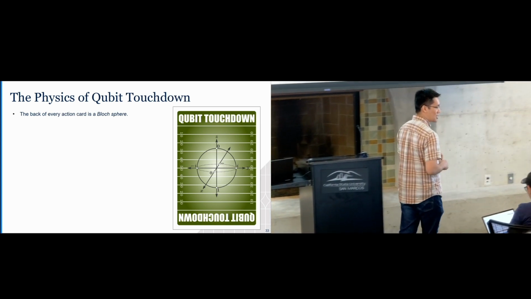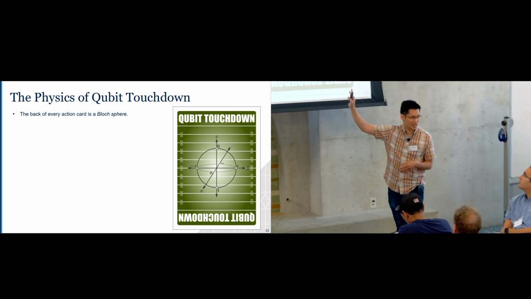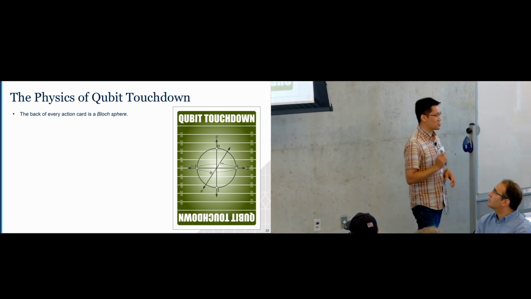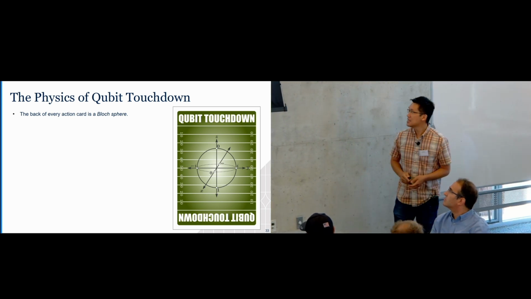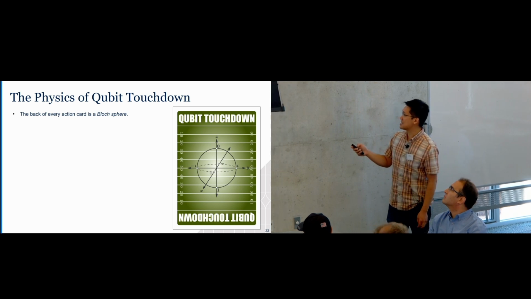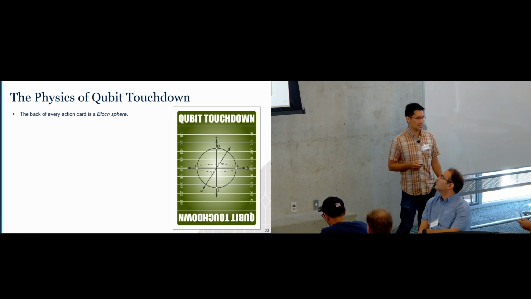But if you look at the back of all of the cards that you play, it looks like a football field. And what's drawn on every card is this sphere that's called a Bloch sphere. And so you can see that it's plotted such that the x-axis is out of the card, the y-axis is to the right, and the z-axis is up.